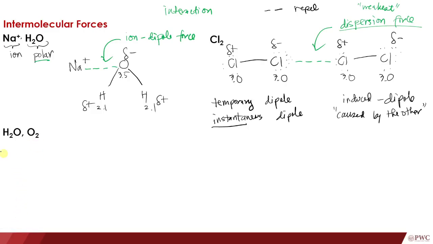Let's check this one. H2O is a polar molecule and O2 is nonpolar. Here we have H2O: we have oxygen, and these are hydrogens. Oxygen is 3.5 and hydrogen is 2.1, so oxygen is partially negative and the hydrogens are partially positive. Then here we have O2, which is nonpolar, 3.0 and 3.0.